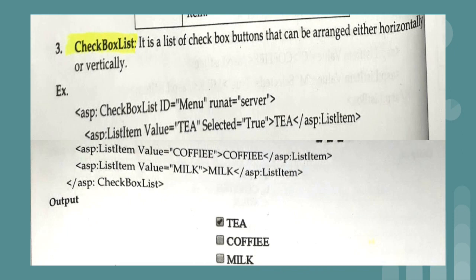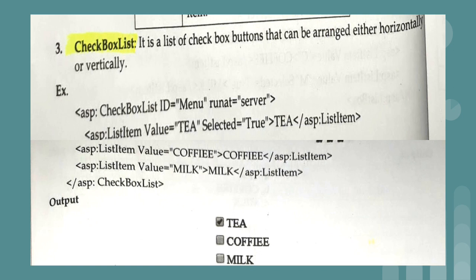Now we have the syntax or the example of the checkbox list. asp:CheckBoxList. As asp: is added in front of the checkbox list, it means it is an ASP server control. Whenever we have asp: in front of any control name, that is considered an ASP.NET web server control. Then we have two common properties, that is ID and runat server.